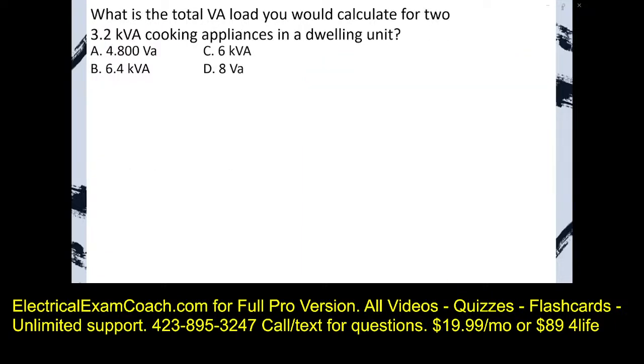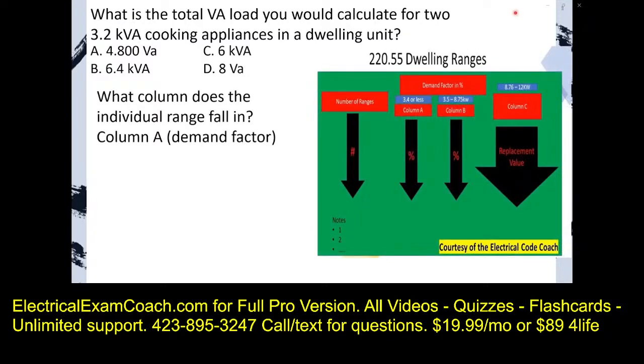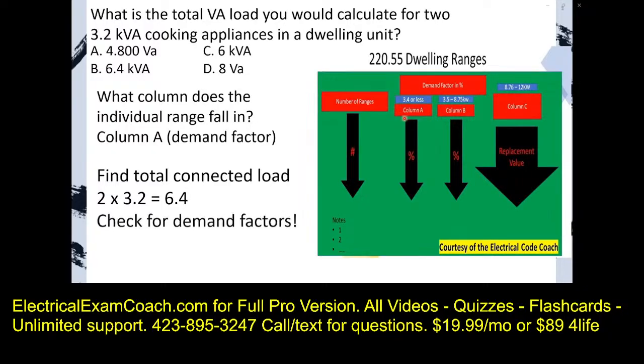What is the total connected load you would calculate for 2 3.2 kVA cooking appliances in a dwelling unit? First question we're going to ask is, what column does our individual range fall in? Ours falls into column A. Now let's find our total connected load. We multiply it out, and we end up with 6.4. Now let's check for demand factors.